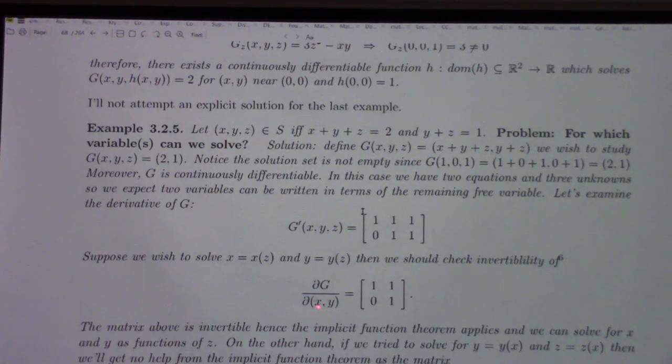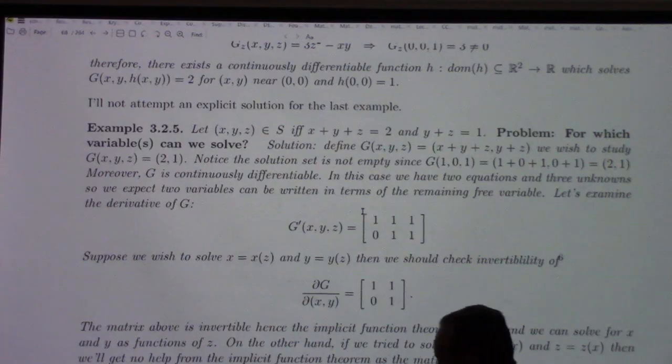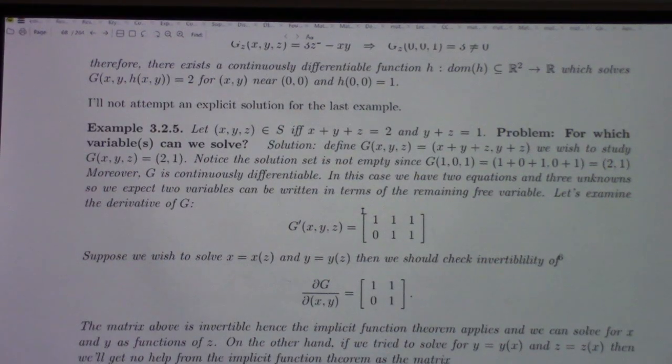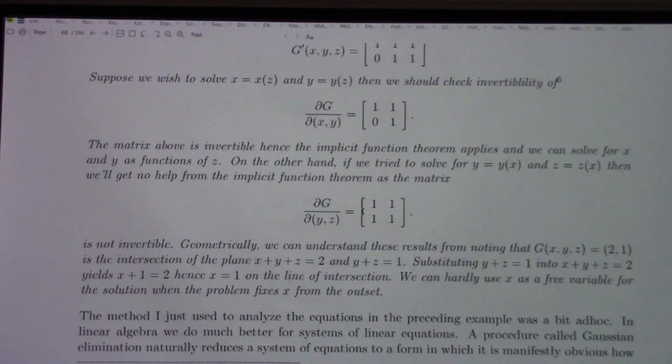So this partial g of xy is invertible, so I could solve for z as a function of x and y. But on the flip side, I simply cannot solve for x as a function of y and z. If you put the defining equations together, it gives you x equals 1 on the line of intersection. So we can't really use x as a free variable if it's fixed to be 1 along the line of intersection. That's why the implicit mapping theorem doesn't work out.